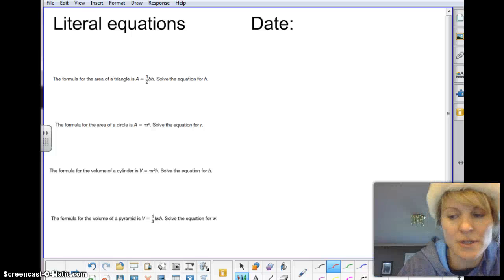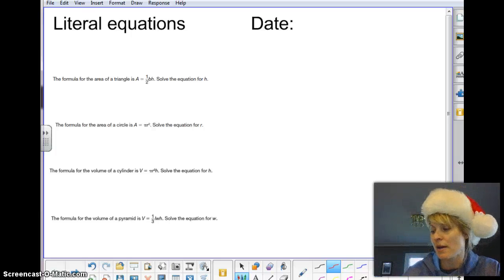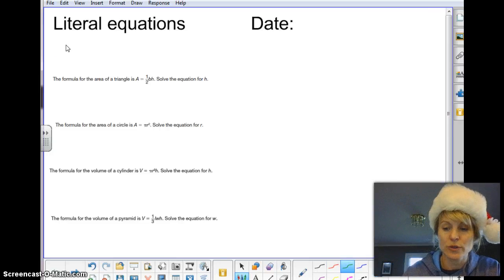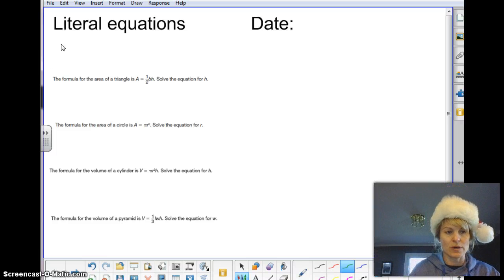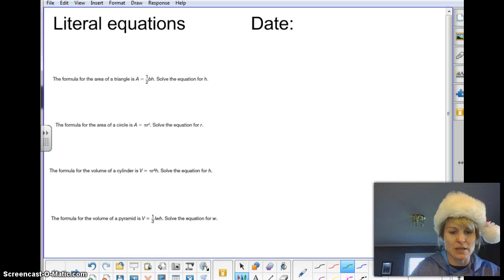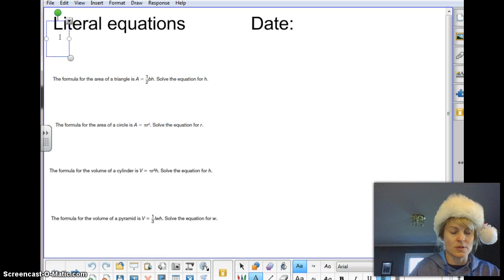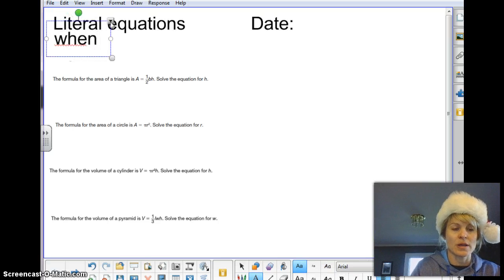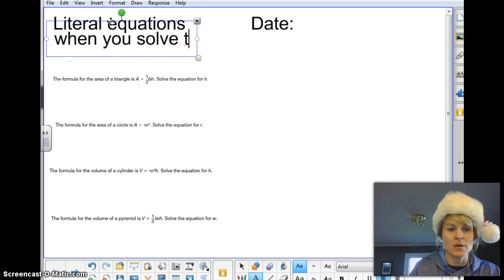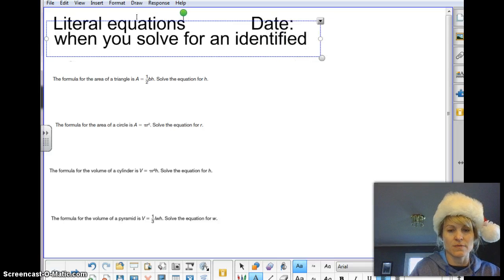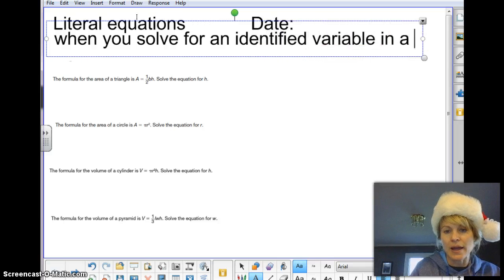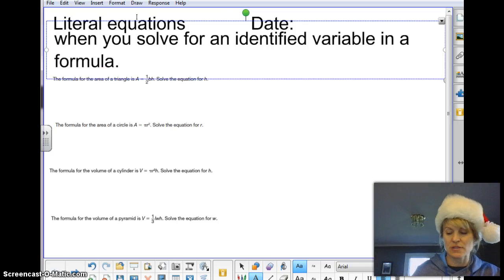All right, tonight we're going to talk about literal equations. Literal equations are basically when you take a real equation and you solve it for a particular variable, okay? So if we want to explain it here, we'll say it's when you solve for an identified variable in a formula. That's basically what it is.